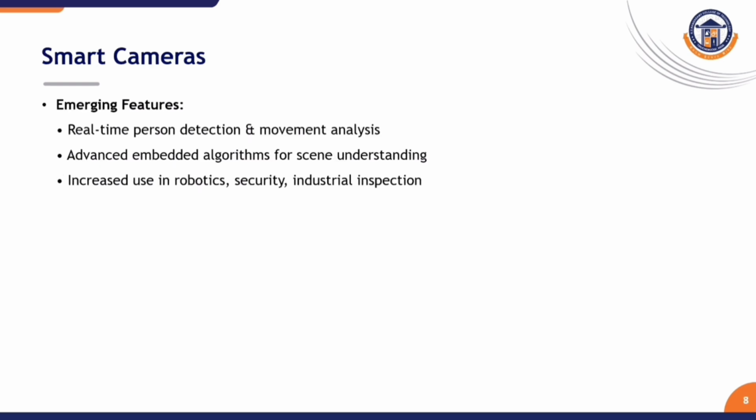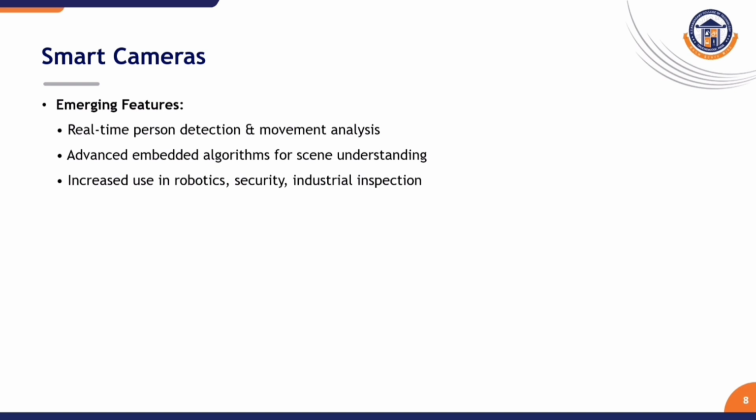Next, we are going to discuss smart cameras. So modern cameras are becoming smart cameras. They include advanced features such as real-time person detection, motion analysis, and scene understanding. These cameras are widely used in robotics, security systems, industrial inspections, and surveillance. Here, the embedded systems combine sensors, processors, and AI-based algorithms to make intelligent decisions without human intervention.